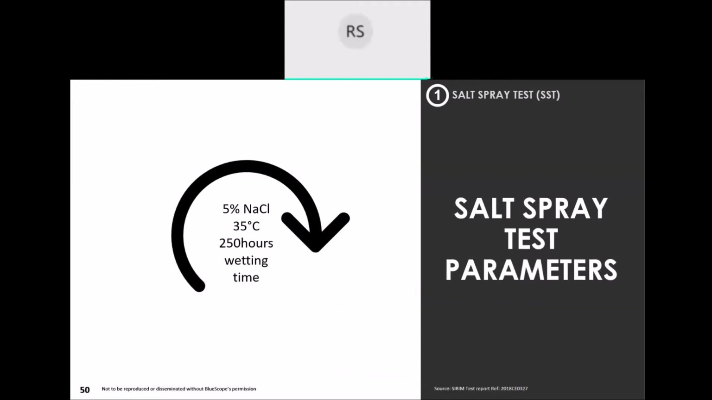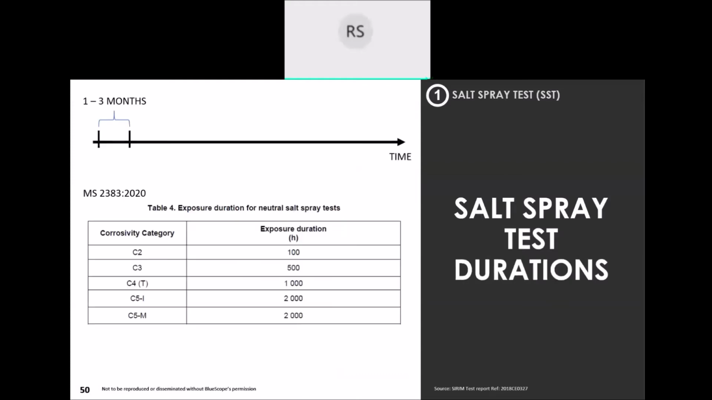Sodium chloride, which is also referred to as salt, right? So a 5% salt solution is sprayed into the chamber, and the environment should be at a constant temperature of 35 degrees Celsius. One cycle typically would take 250 hours. That means the salt spray itself would take 250 hours to run one cycle.